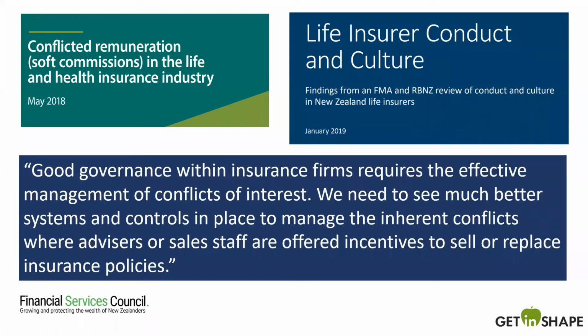Look, a couple of areas I'd really like to draw everyone's attention to. Firstly, I'm going to talk very briefly about the conflicted remuneration, the life and health industry report that was released in May 2018, and then also secondly look at the life insurer conduct and culture report, because these reports, although now about 2 years old, really set the FMA's position specifically with conflicted remuneration. So both reports are available on our website if you'd like to go through and read those.